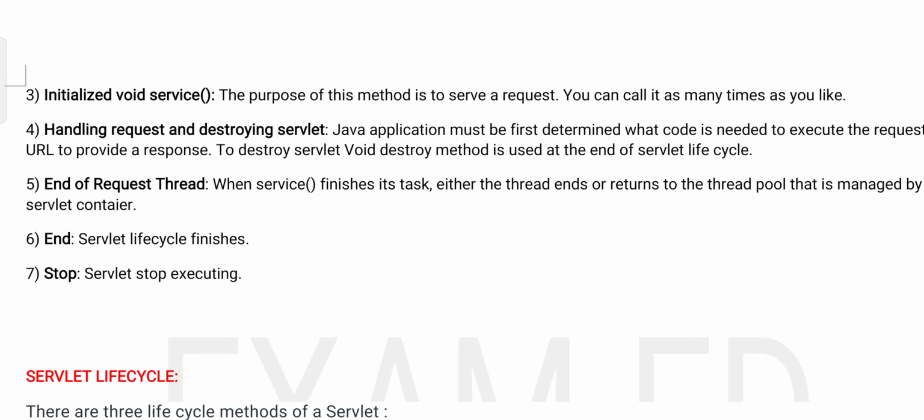After the currently running threads have completed their jobs, the servlet container calls the destroy method on the servlet instance, and after the destroy method is executed, the servlet container releases all the references to this servlet instance so that it becomes eligible for garbage collection.